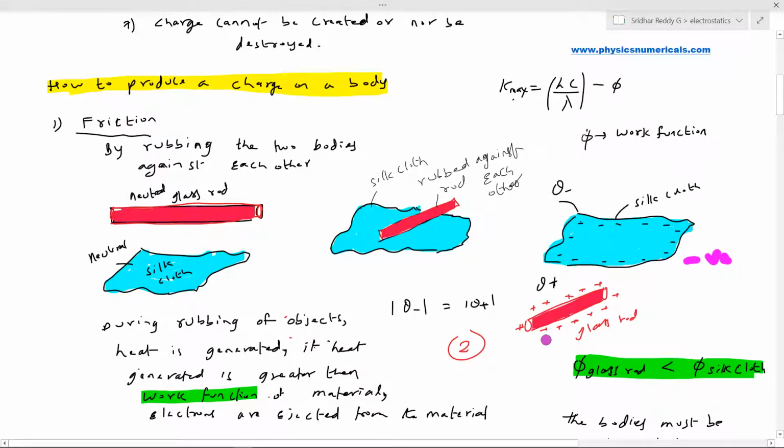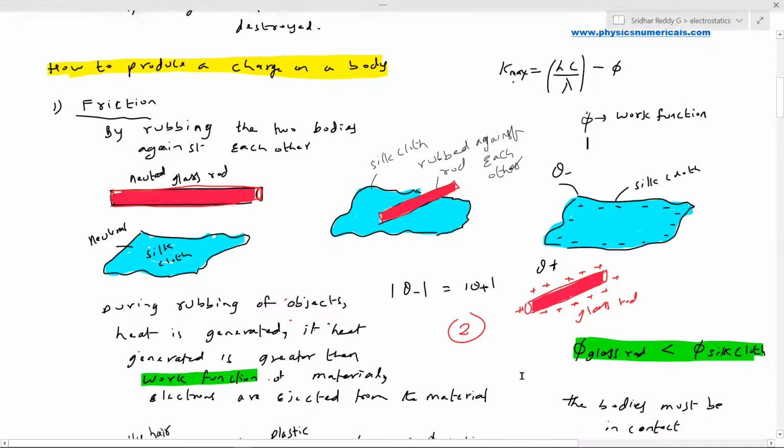And what about the glass rod? It will gain a positive charge, meaning it has lost electrons to the silk cloth. The deficiency of electrons will make it positively charged, and the silk cloth has gained electrons. The excess of electrons will make the silk cloth acquire negative charge. So in this way, when a glass rod is rubbed against silk, the silk cloth will acquire negative charge and the glass rod will acquire positive charge. I think that is the reason.